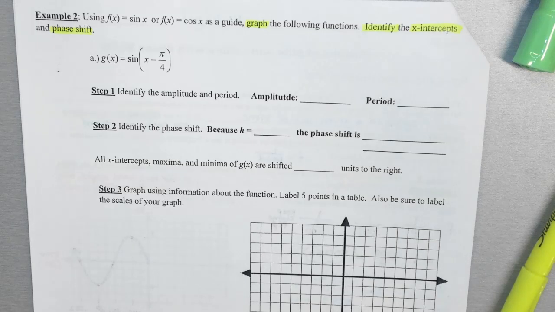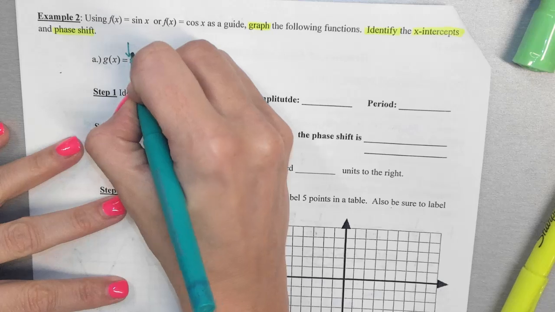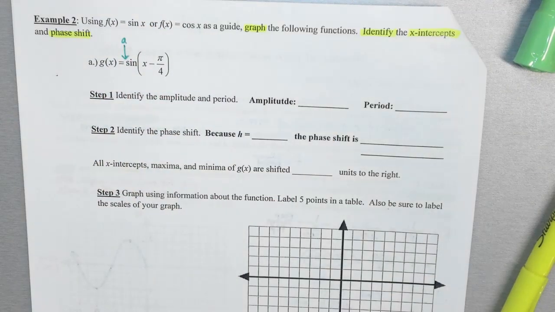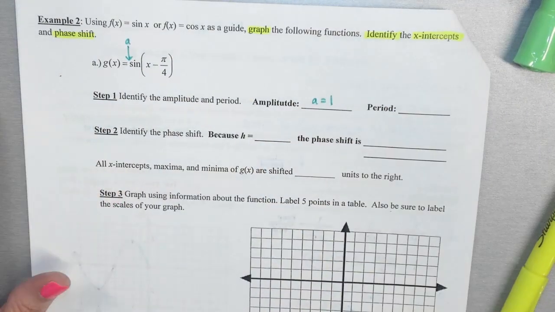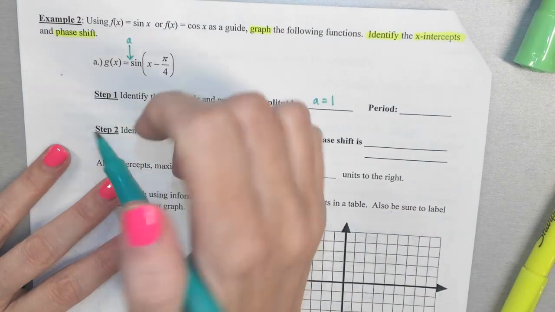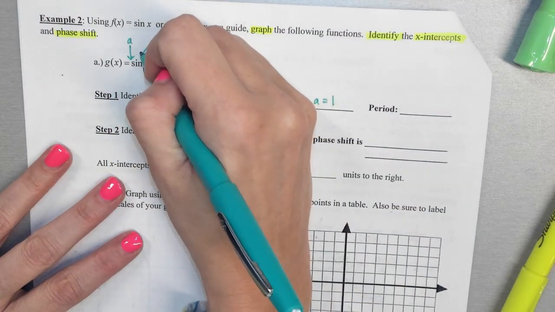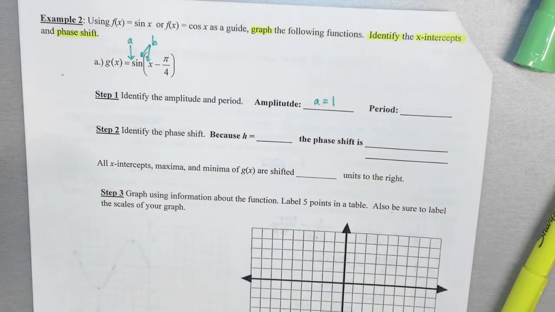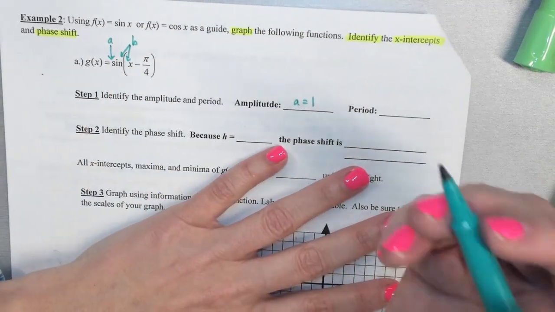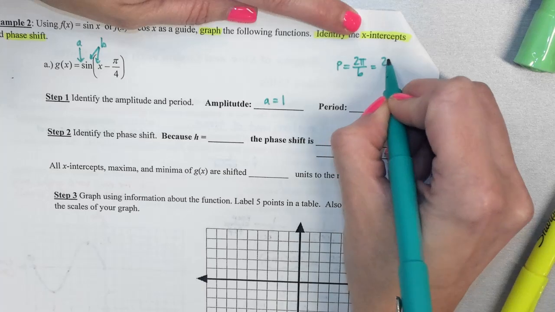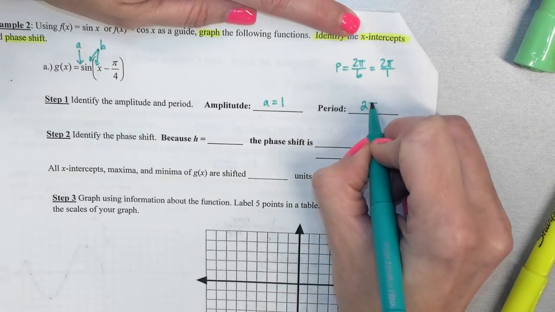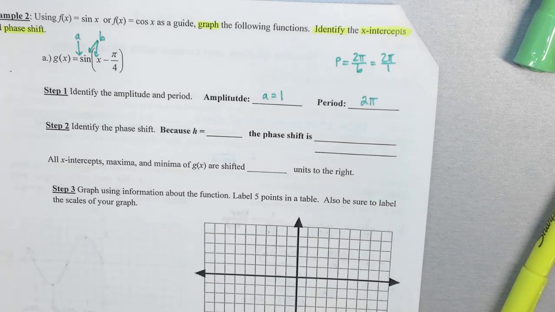Okay, so the amplitude, if you do not see a number in front, because that's where your A value is, what is the A value? 1. Okay, so your amplitude A is equal to 1. Your B value is either going to be in front of X or in front of the parentheses. In this case, you don't see it because it is 1. So to find the period, it's 2 pi over B. So 2 pi over 1 is going to be 2 pi. Okay, so your period is 2 pi, your amplitude is 1.